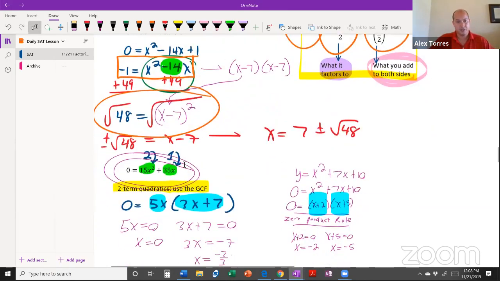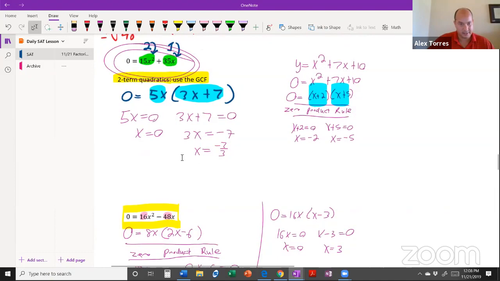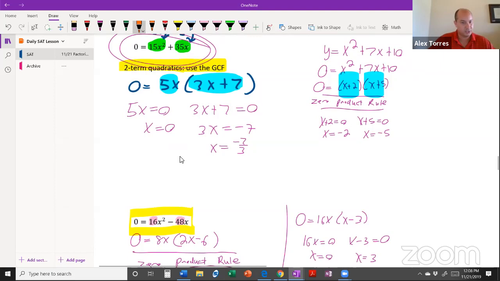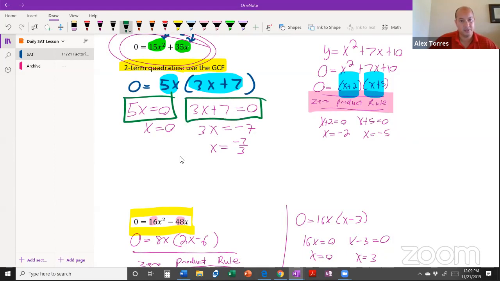So the next big thing we were looking at, and this is all in previous lessons, is 2-term quadratics. So if you have a quadratic and it's got the x squared term and the x term, that's going to require a greatest common factor again. So the greatest common factor seems to be the theme of this review. So in this situation, 15x squared and 35x have a common factor of 5x. Factored that out, it left us with 3x plus 7. The 0 product rule right here says that if 2 things multiply out to 0, then you're able to set both of them equal to 0. So 5x equals 0, 3x plus 7 equals 0, and we get our 2 answers.